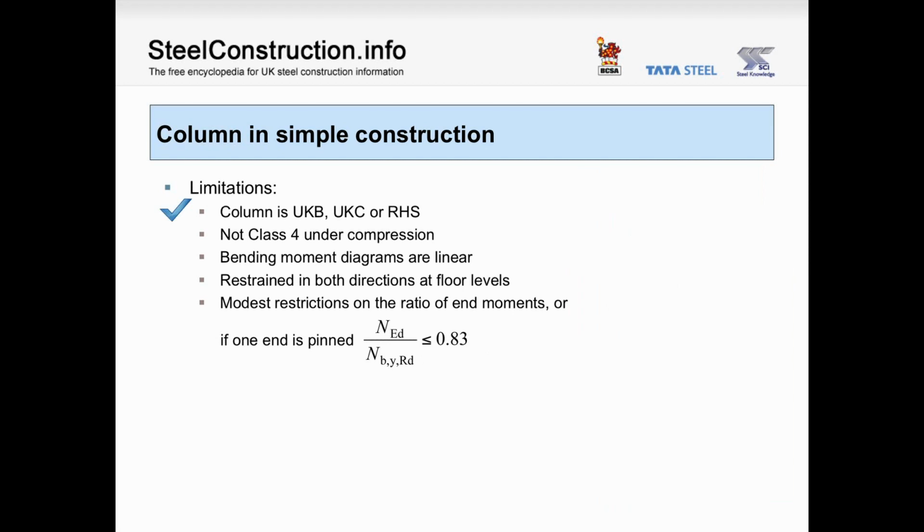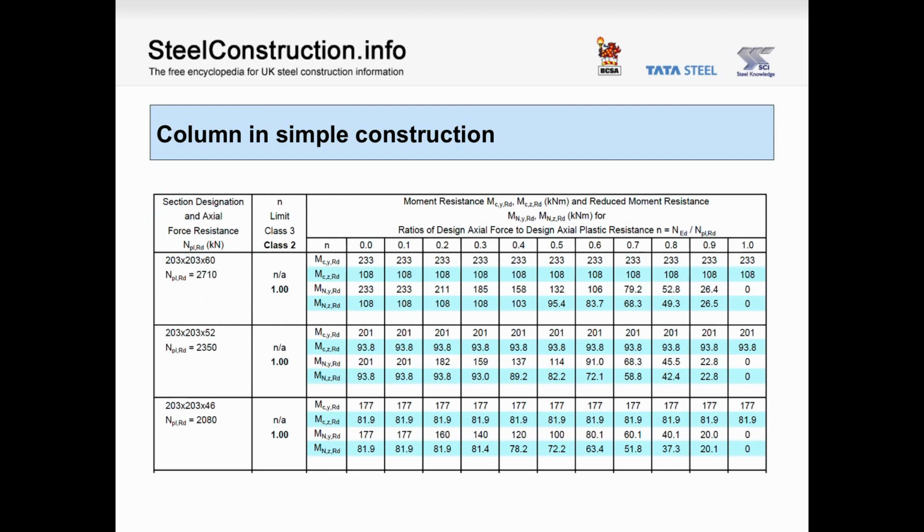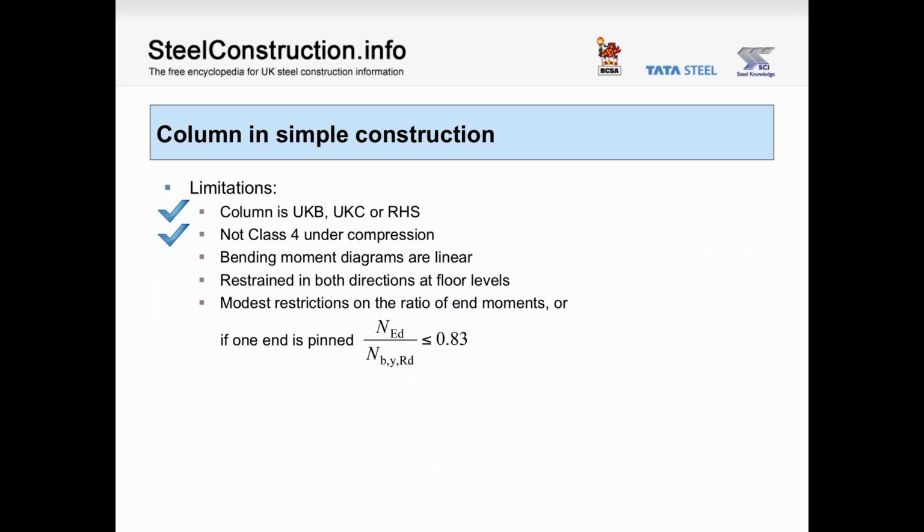So considering the limitations before we can use the simplified interaction expression, we've chosen a universal column section, so we've satisfied the first requirement. We need to check the section classification. So again, we're going to use a lookup table. Here are the limits when a section becomes not class 3 and the lower limit when a section becomes not class 2. For our particular member, for any level of axial load, the section is at least class 2. So we're definitely not class 4. The bending moment diagrams are linear. We are restrained in both directions at the floor levels.